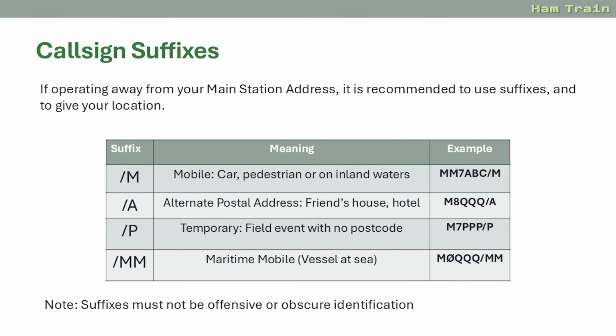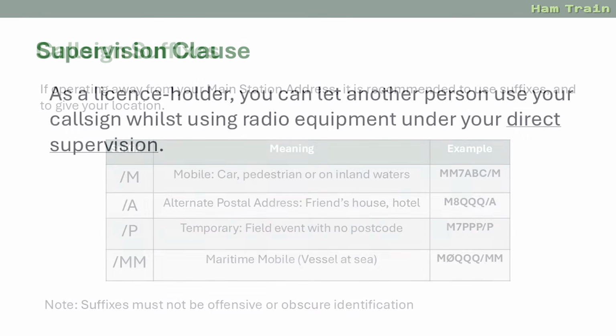/P or stroke P would be temporary, for an event perhaps in a field where there is no postcode. For example, M7PPP/P would be a foundation licence holder in the UK operating at a temporary location. And there's also /MM, meaning maritime mobile, or from a vessel at sea. For example, M0QQQ/MM would be a full licence holder at sea.